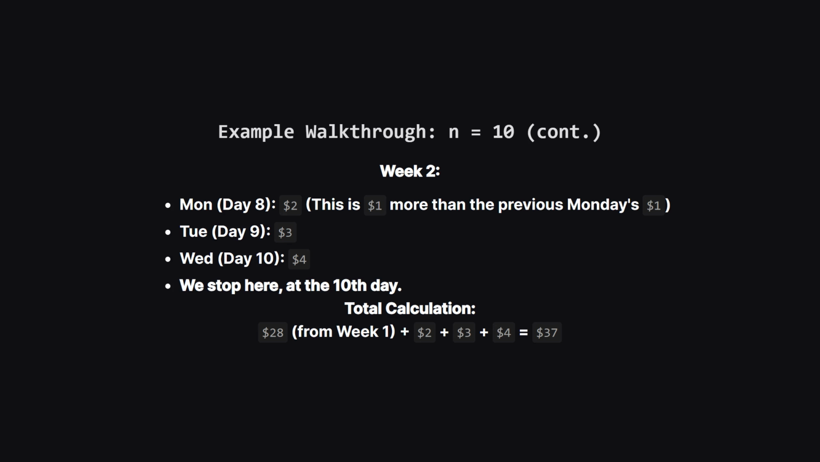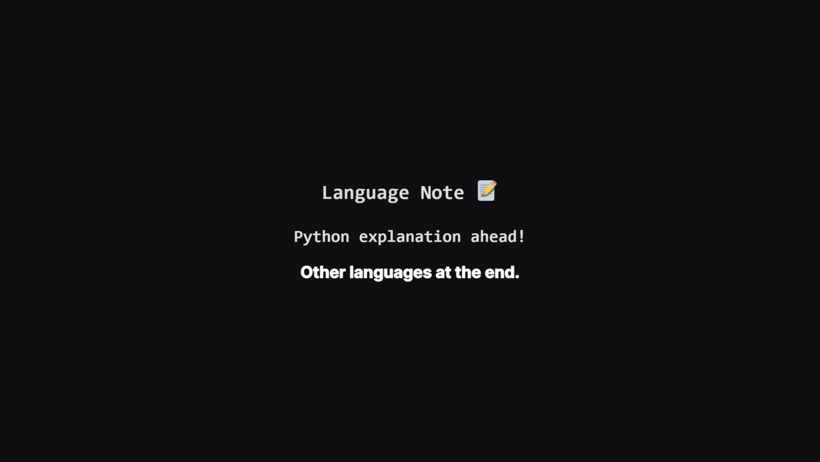Now for week 2. We only have 3 days left to account for, days 8, 9, and 10. Day 8 is the second Monday. The rule says it should be $1 more than the previous Monday, so we deposit $2. Day 9, Tuesday, is 1 more than that, so $3. And finally, day 10 is $4, then we stop. So, we take our $28 from the first week and add 2, 3, and 4, which gives us the final total of $37.